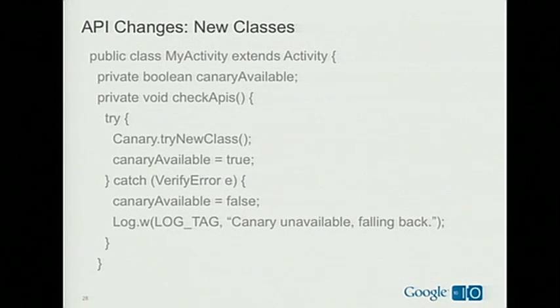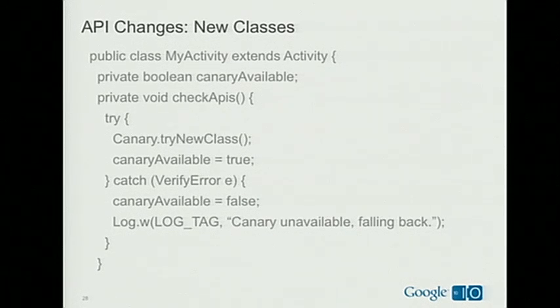After I made these slides, I realized I probably should have said canary alive or not. And that sort of goes with the rest of the metaphor. So if canary is available and alive, I'll do one thing, and if it's not, I'll do another. So the first thing that I'm going to do is have my check APIs method here, which is going to call this static method in my Canary class.